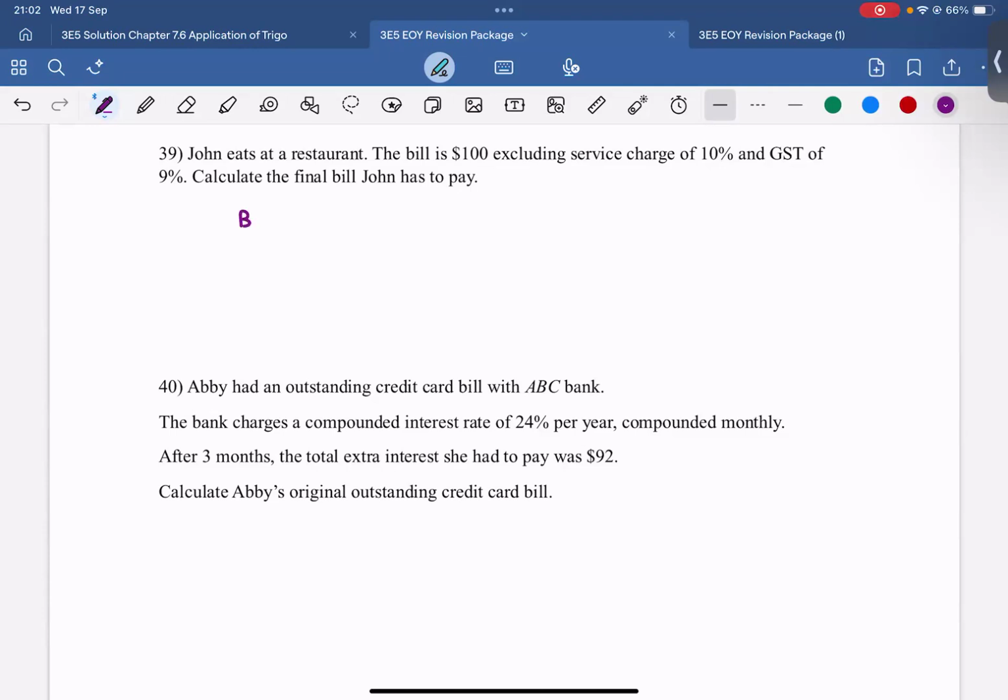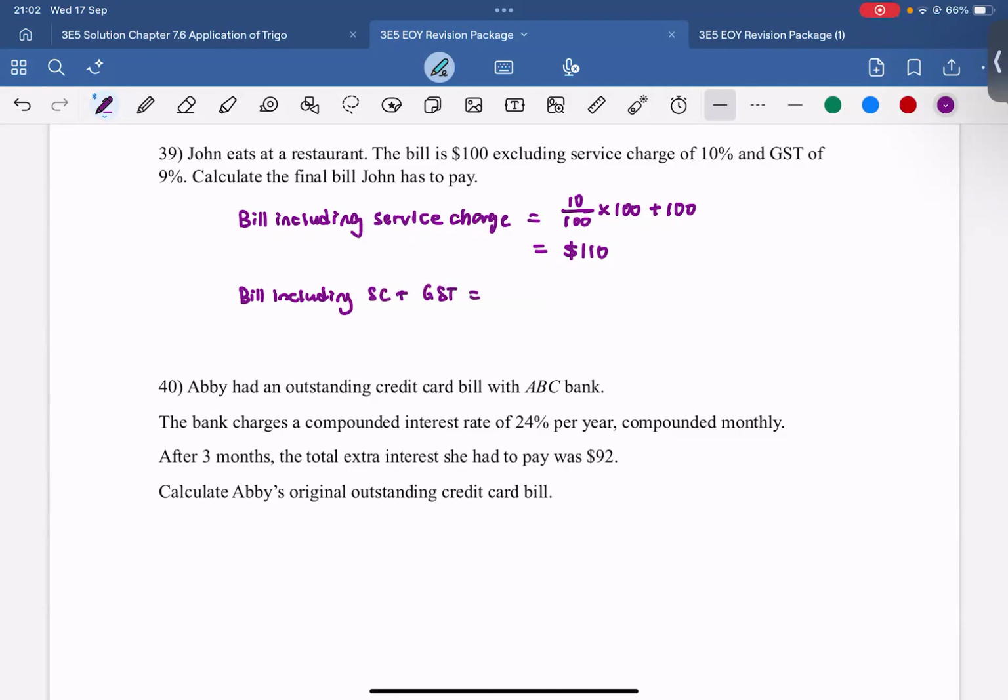So first you must calculate the bill including service charge. How do we find it? It's just 10% of my $100 plus my $100. This will give me $110. Now, my bill including service charge and GST, so two things, I need to calculate 9% of my $110 plus my $110. The 9% is on top of your bill plus service charge.